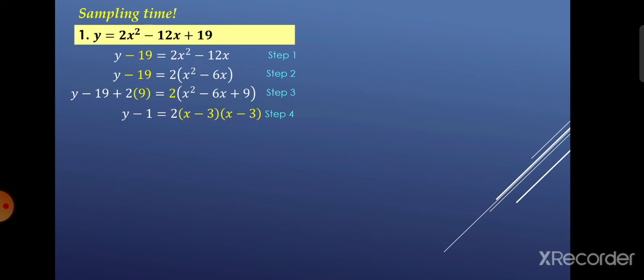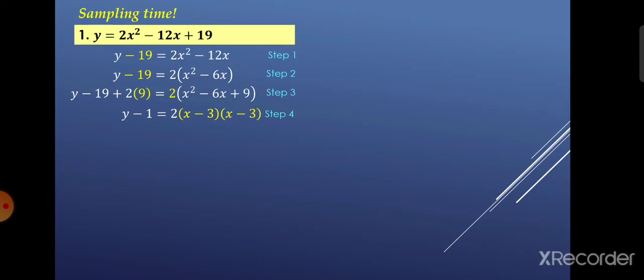What is 2 times 9? 18. So y minus 19 plus 18. Or what is negative 19 plus 18? Just keep the negative 19, since it is larger. So negative 19 plus 18 is negative 1. So we have y minus 1. Copy equals, bring down 2.